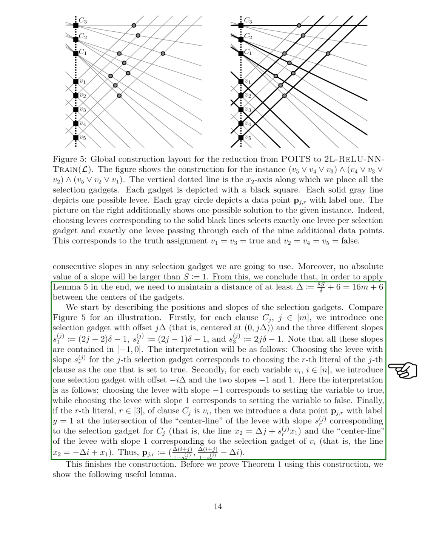If the rth literal of clause Cj is v, then we introduce a data point at the intersection of the center line of the levy with slope corresponding to the selection gadget for Cj and the center line of the levy with slope 1 corresponding to the selection gadget of v. We then prove a useful lemma. For each j and r, there are exactly 2 out of the possible levies defined by the selection gadgets which are non-zero at the point p_j,r, where v is the rth literal in Cj.